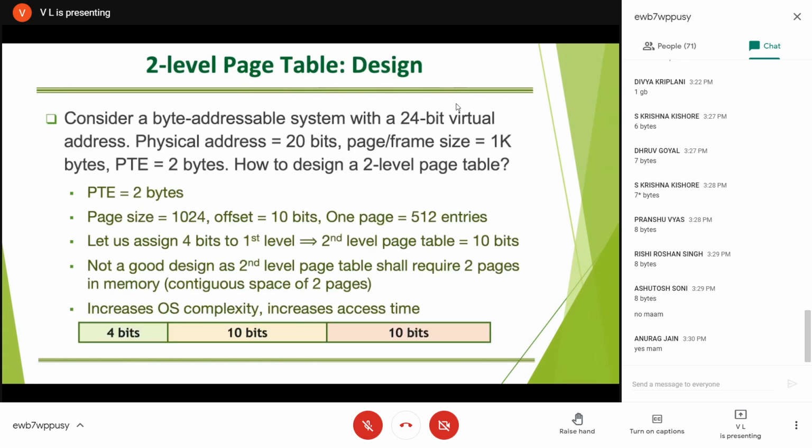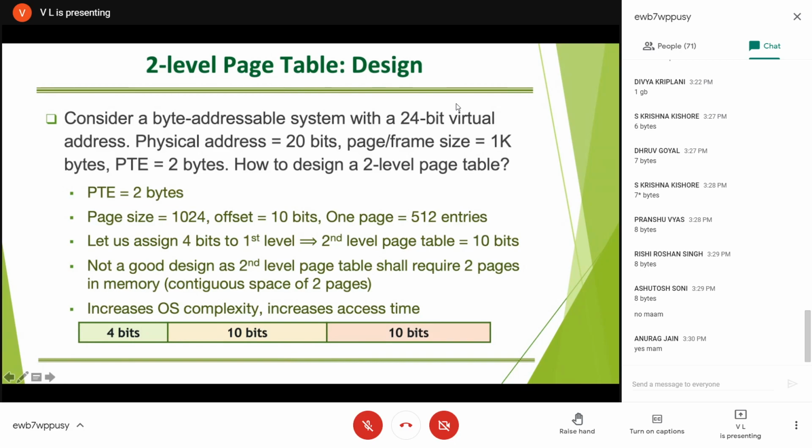So let's look at the design of a second level page table. Let's assume that the physical address is equal to 20 bits, on a byte addressable system, so every byte will be given a different address. The virtual address space is 24 bits. The physical address is 20 bits. The page size, or the frame size, is equal to 1 kilobyte, and the page table entry is equal to 2 bytes. Then how do we design a second level page table? The page table entry is 2 bytes, and the size of the page that we have been given is 1024.